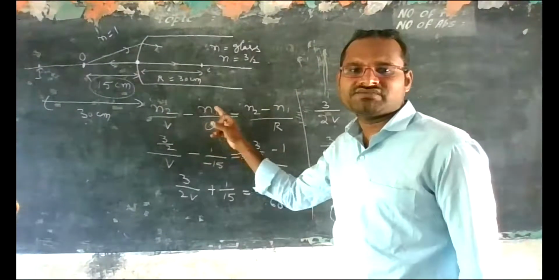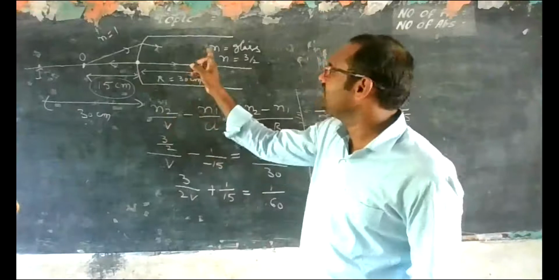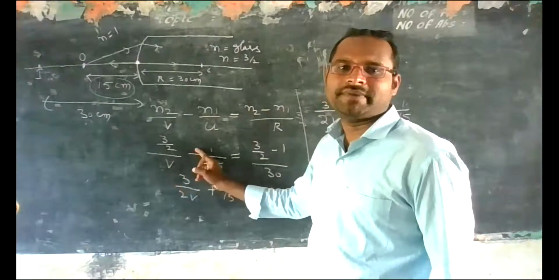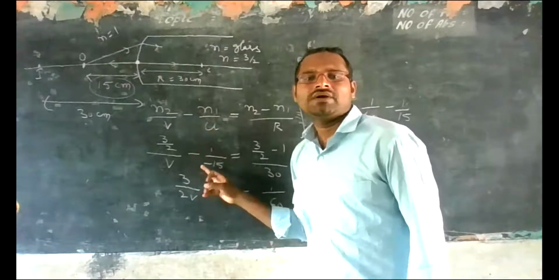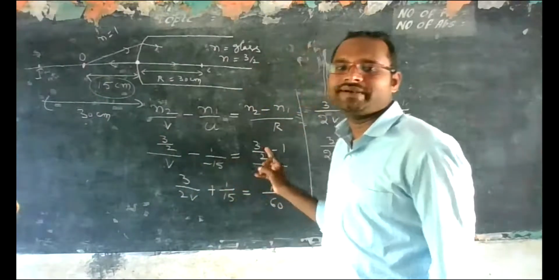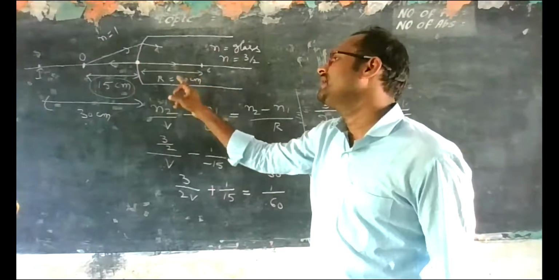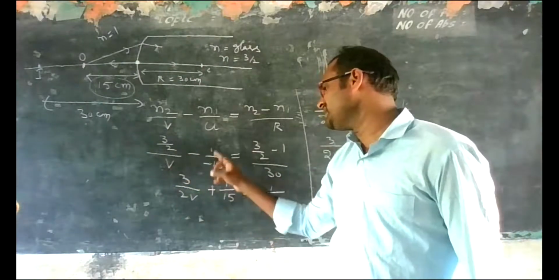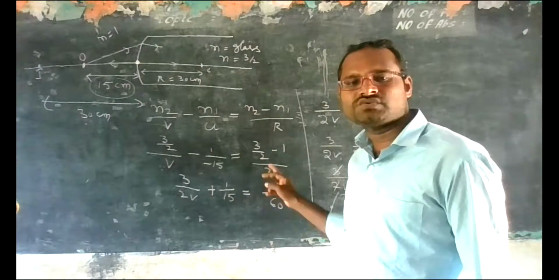So N2 by V minus N1 by U is equal to N2 minus N1 by R. N2 value is the medium into which the ray is going, that is 3 by 2. So I am writing 3 by 2 upon V, V is unknown, minus N1, which is 1, upon U. U value we should measure in the opposite direction, so minus 15 I am writing, is equal to N2 is 3 by 2 minus N1 is 1, upon R. R value we should measure in the direction of the incident ray, so R should be plus 30. So 3 by 2V minus of minus, plus 1 by 15, is equal to 3 by 2 minus 1 is 1 by 2, 1 by 2 by 30 means 1 by 60.